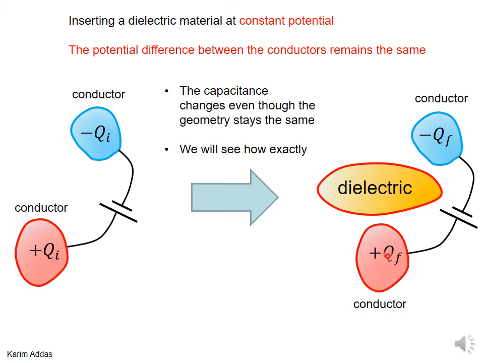So the charge could be a different charge, Q final, and here Q initial. Where did the extra charge come from? It could have come from the battery. So this is another way you can insert a dielectric material, and it has a different consequence for the amount of charge on the conducting plates and for the reason that the capacitance changes. And we'll discuss this also in detail in a while.